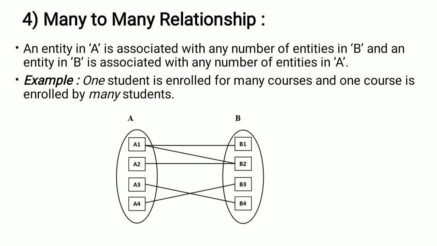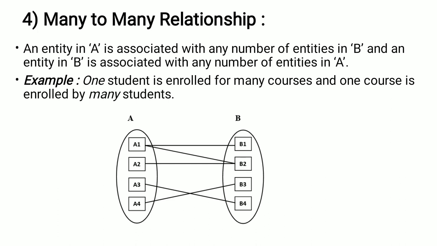What is this many to many relationship? An entity in A is associated with any number of entities in B, and an entity in B is associated with any number of entities in A. That is called many to many relationship. One student can study any number of subjects and one subject can be studied by any number of students. Here is another example of many to many relationship.